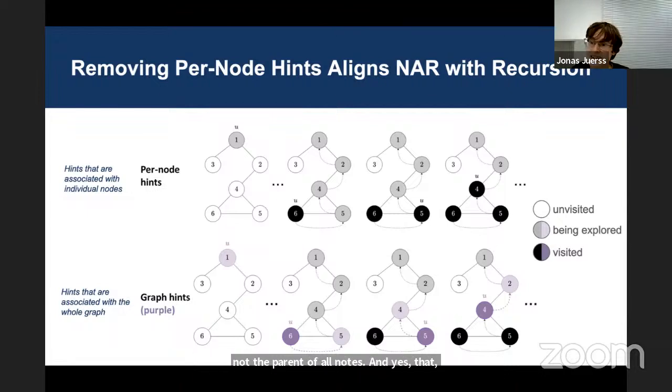So if you think about how you implement DFS, you don't have a table where you store the parents of all nodes. You just deal with the current node and then you return whatever your result is and collect it that way, right?